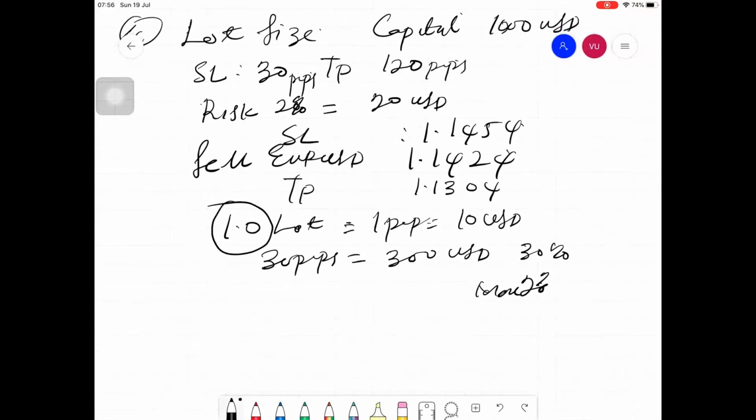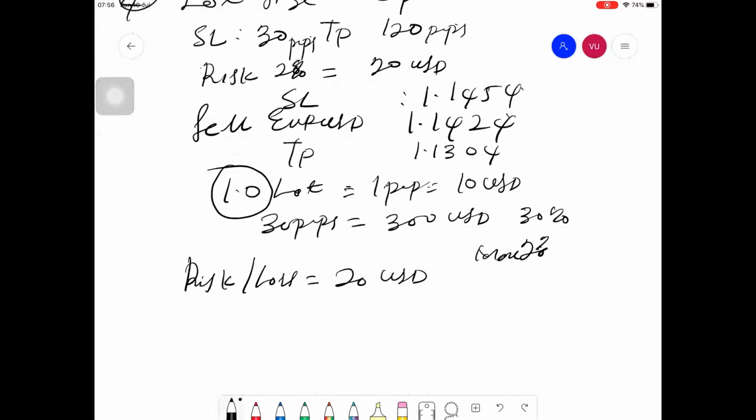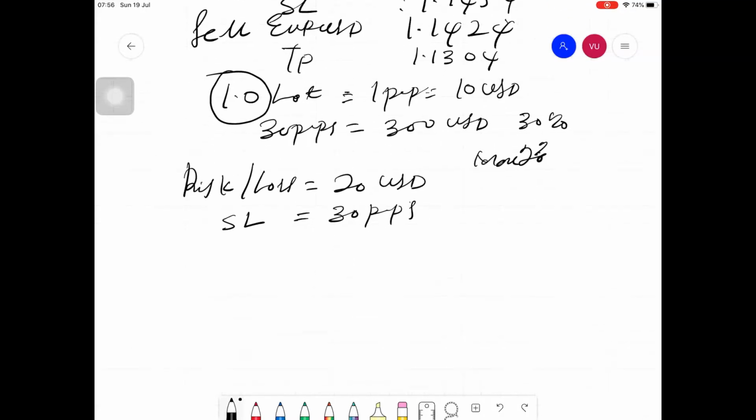So 2% of 1,000 is $20. So I want to risk just $20. Our risk or loss should be maximum of 20 USD. Now your stop loss is equal to 30 pips. This is just for theoretical purposes. You're not going to be doing this calculation, so let me just show you how you get your lot size.